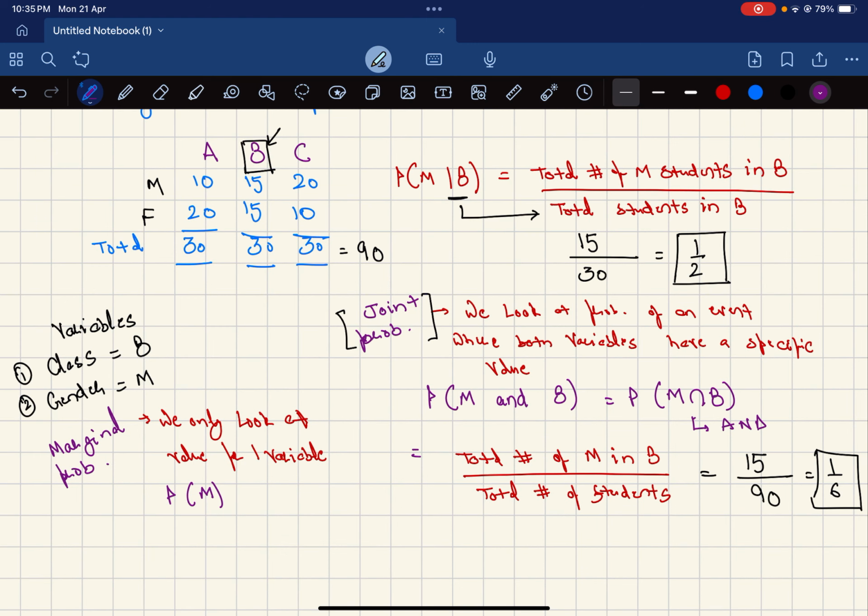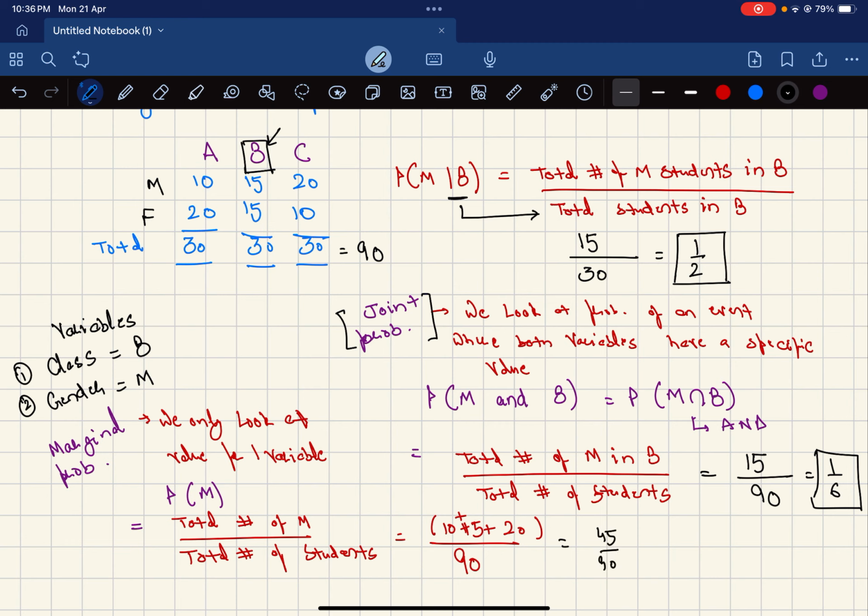So what we do in this case is we add up all male students. So total number of males divided by total number of students. Now this is calculated as 10 plus 15 plus 20. So we are adding the male students from each of the three classes here, and we know that the total students still remains 90, and therefore this is 10, 25, 45 by 90, which is 1 by 2. So this is how we calculate the marginal probability here.